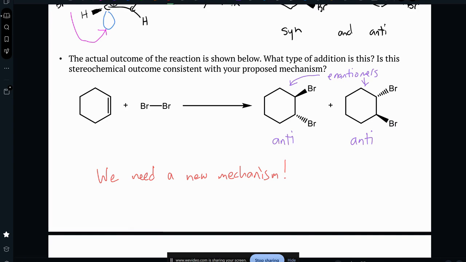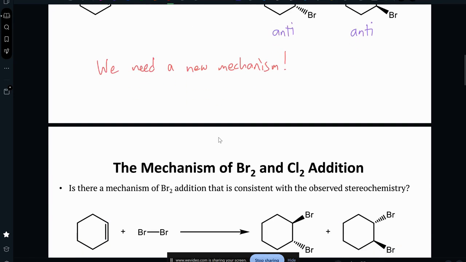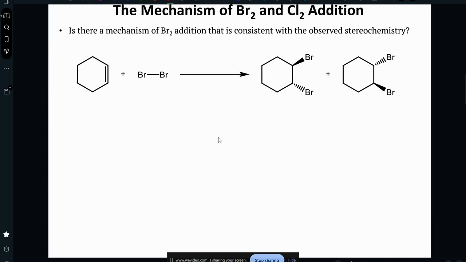All right, so what might that new mechanism look like? Well, this is one where I wouldn't necessarily expect you to predict it. So I am going to show you what we've come up with as a possibility. So we had it right where pi CC is going to donate to sigma star Br-Br in this case. So these arrows were totally fine. But instead of making a carbocation, we're going to notice that bromine here has its own lone pair.